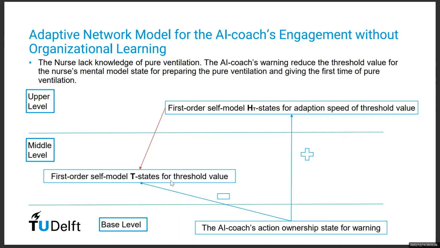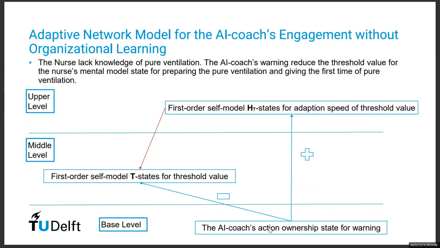Then the AI coach noticed that, and then the AI coach warned the nurse. So that makes the speed of the thresholds decrease. So this HT state controls the decreasing speed of T states. So when HT states increase, that means T state will decrease.